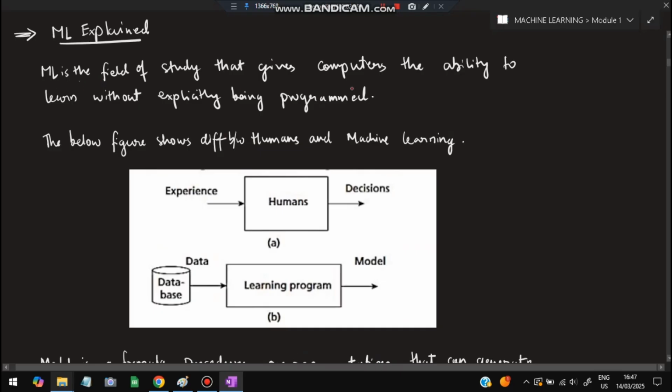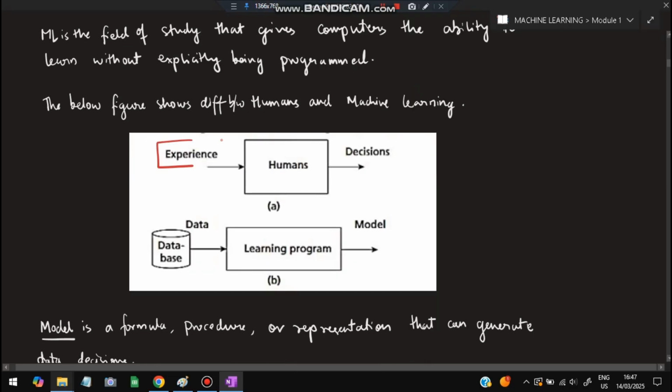The next topic is ML explained. ML is the field of study that gives computers the ability to learn without explicitly being programmed. Computers can do some tasks and learn how the task is to be done without being told how to do it. That happens through algorithms which keep on learning from the data and its feedback. It is a loop kind of thing, and that is called machine learning.